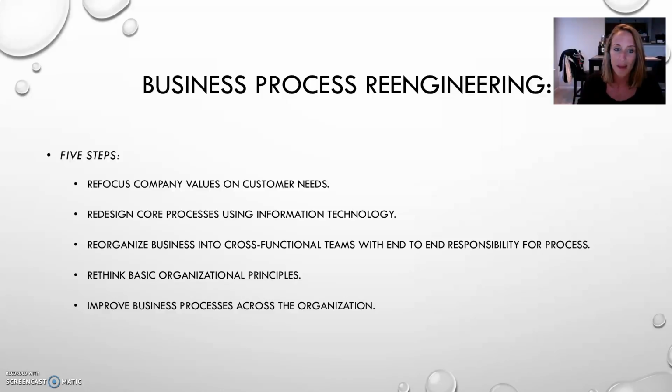So there are 5 steps in business process reengineering. The first one is to refocus company values on customer needs. The second is to redesign core processes using information technology. The third is to reorganize business into cross-functional teams with end-to-end responsibility for process. The fourth is to rethink basic organizational principles. And the fifth is to improve business processes across the organization. All 5 of these steps are really important to business process reengineering.